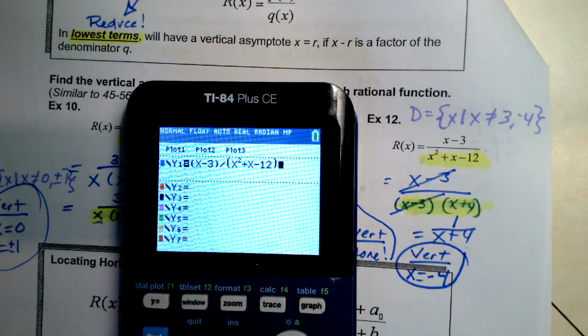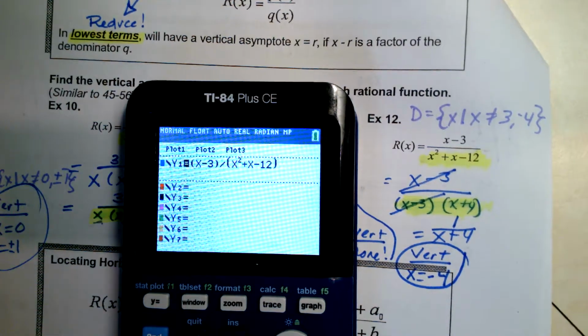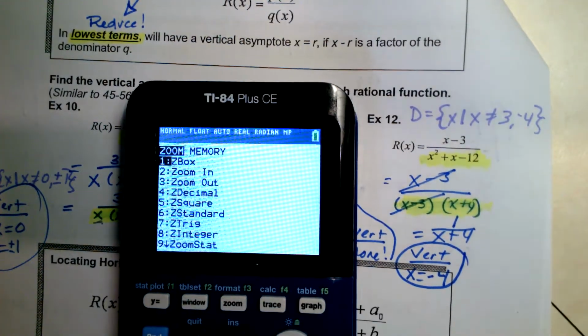If you have a binomial or trinomial, put parentheses around the whole thing, or you're only dividing by the first term, and you don't want to do that. You want to divide by the whole thing. So I'm in Zoom 6, Zoom Standard.